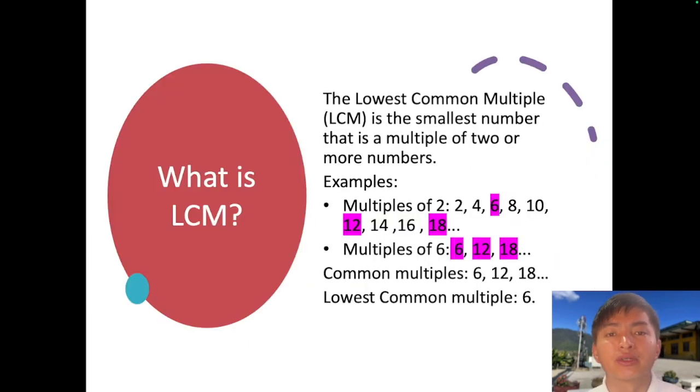Now that we have known what is a common multiple, let's move on to lowest common multiple, also known as LCM. LCM is nothing but the lowest of the common multiples. So in the example earlier of the multiples of 2 and 6, we found that their common multiples are 6, 12, 18. Now the lowest common multiple of the list would be 6, because 6 is the first multiple that is common between the two. So that's how you find the lowest common multiple.